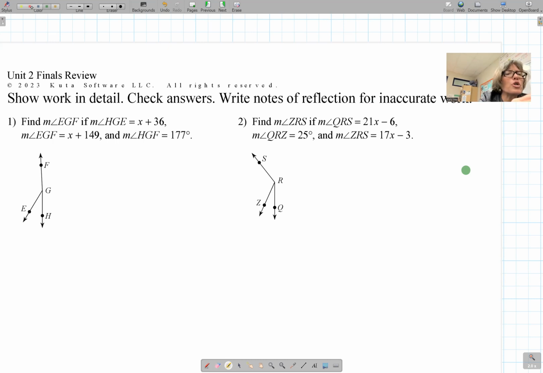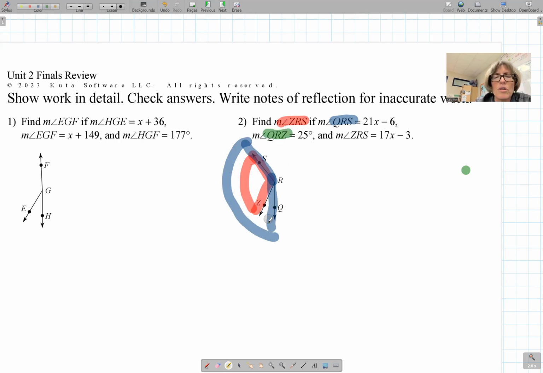These first two problems, if you color code them, it's so easy. So here we have ZRS. ZRS is that angle. And then we have QRS. QRS is the larger angle. And QRZ is the blue angle. It's really easy to tell here. Blue is equal to red plus green. Ta-da, you're done. Solve for X, plug it in, find what you're supposed to.